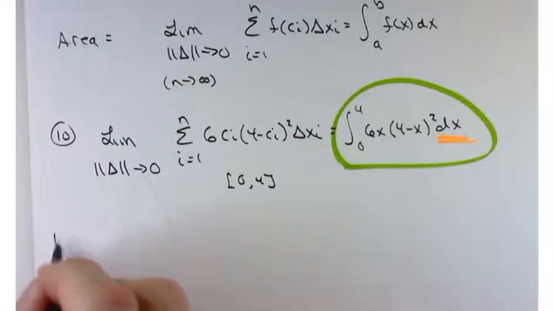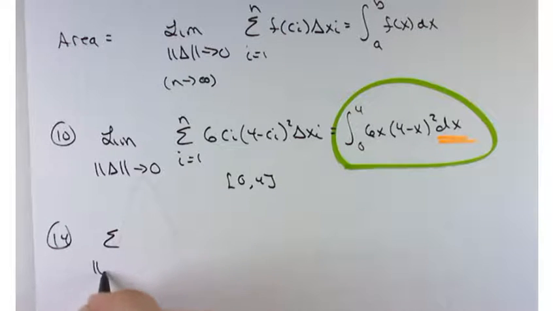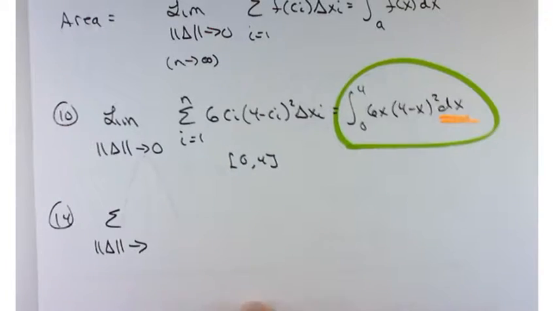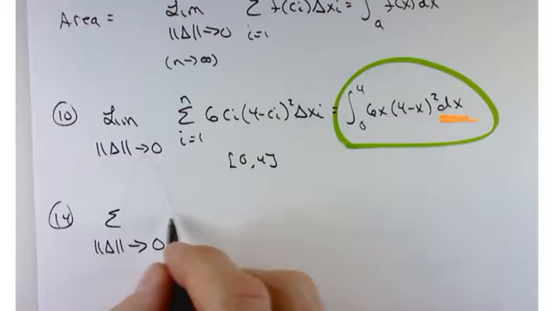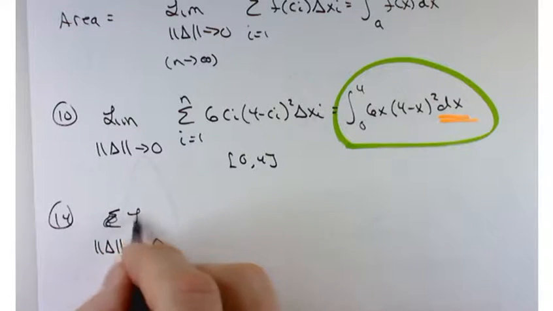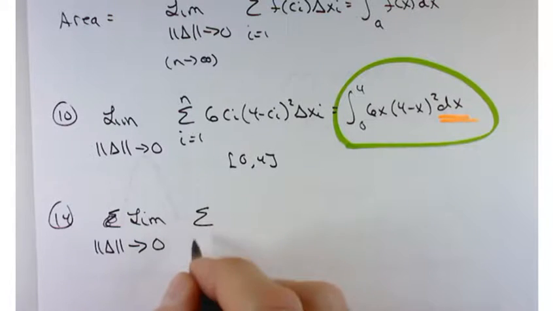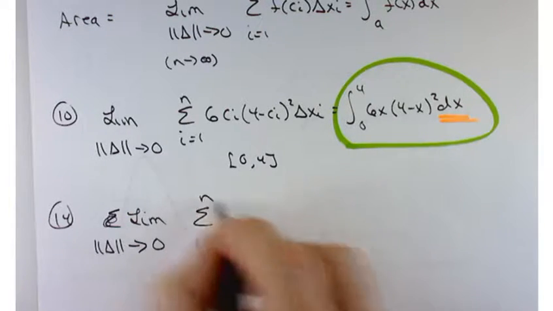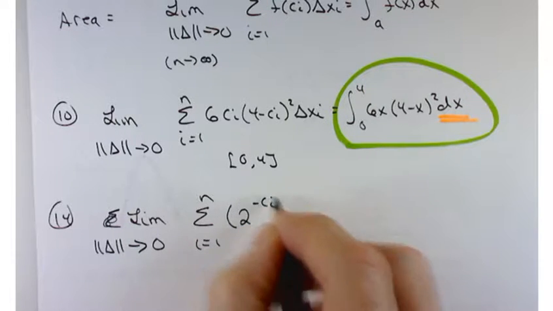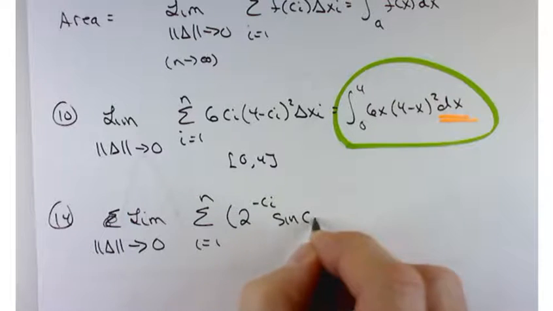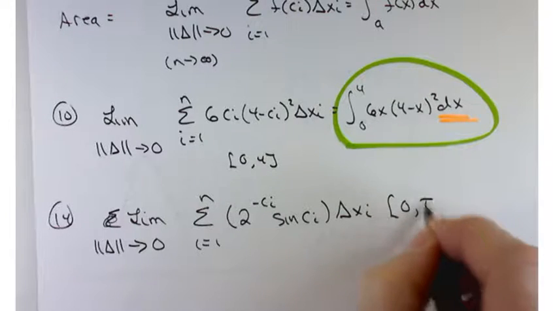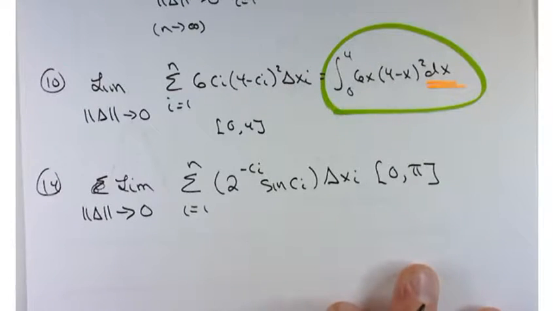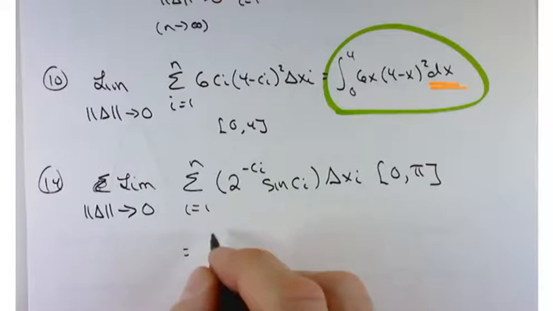Let's try a different one. Kind of the same idea. The limit as the length of the partitions goes to 0, the norm of the partitions, or the maximum length, of the sum from i equals 1 to n of 2 to the negative c sub i times the sine of c sub i times delta x sub i. And this time we're going to take that over the interval 0 to pi. What would that look like in terms of an integral?